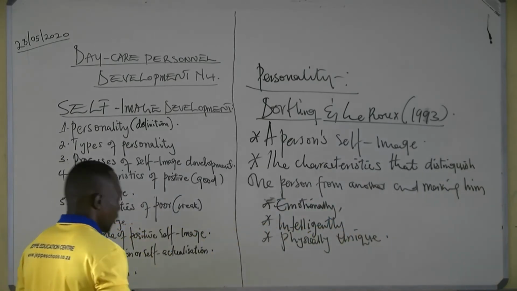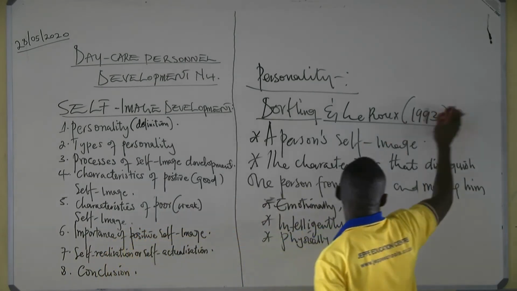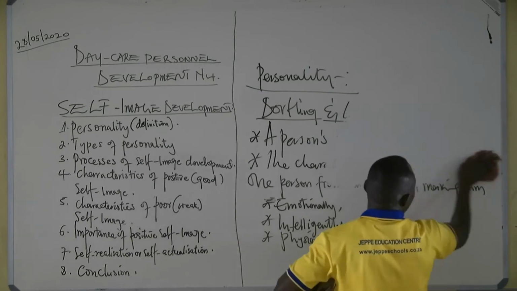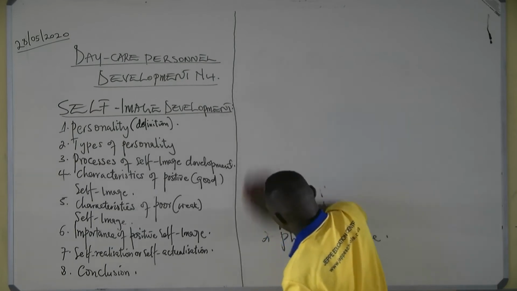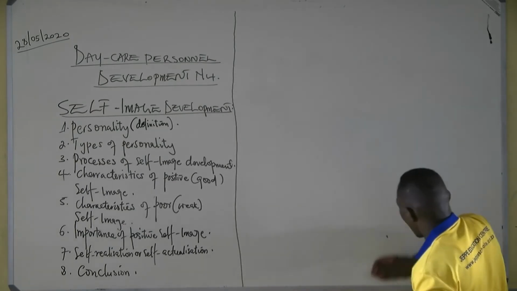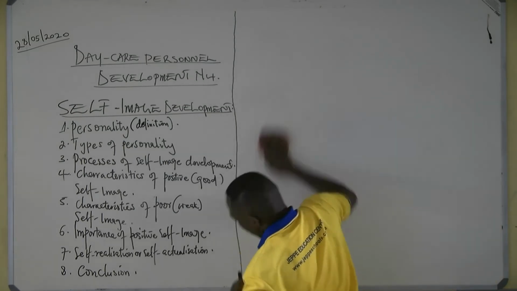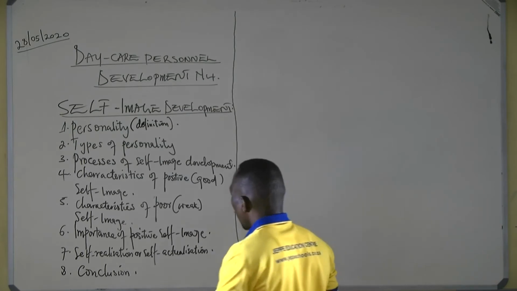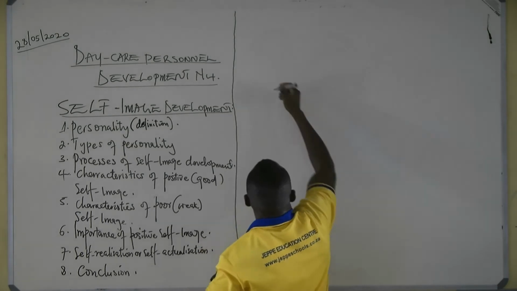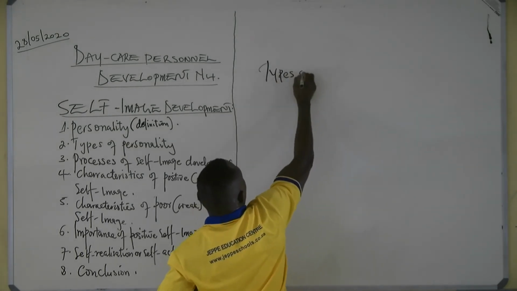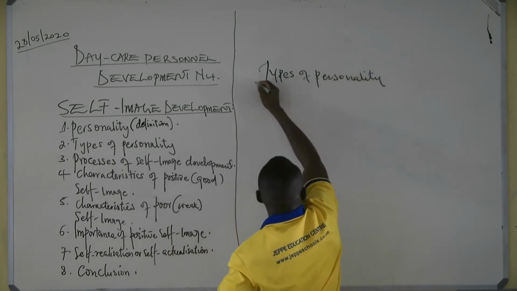So quickly, let us look at the types of personalities. What are the basic types of personalities that we need to get to know, that try to describe how people differ based on different aspects? Let's look at types of personality.